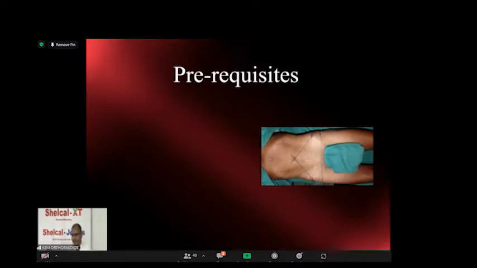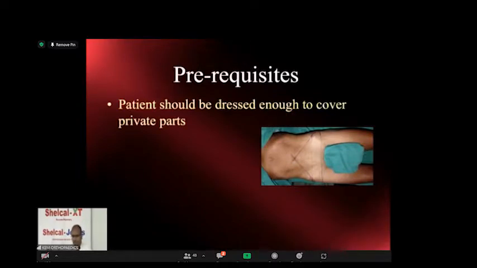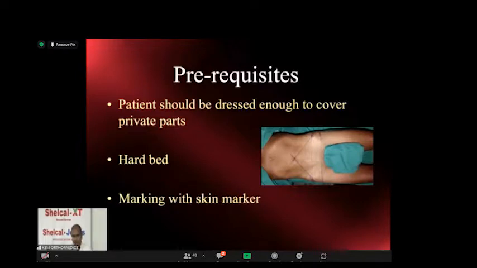The prerequisites for examination: your patient should be dressed enough to cover the private parts. The patient should be lying on a hard bed, or a firm bed at least, and you have a marker pen to mark the skin and draw all those lines. The examiner would like to see the marks you have made, like Bryant's triangle. But remember, after you finish your examination, wipe out those marks. Many students forget because of tension in the examination.